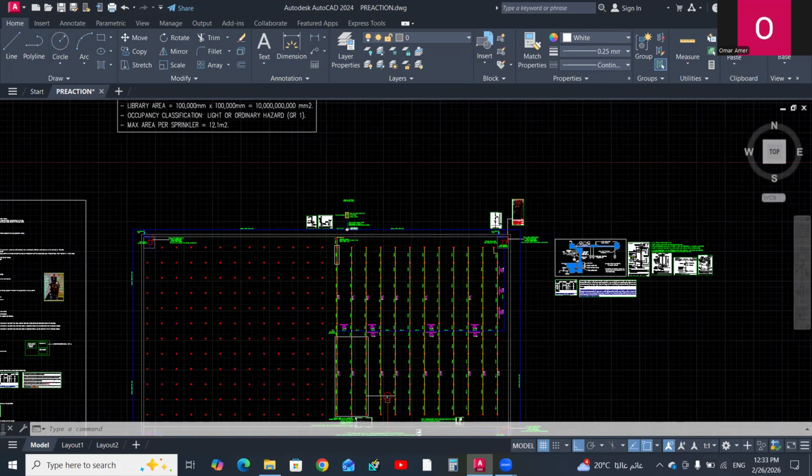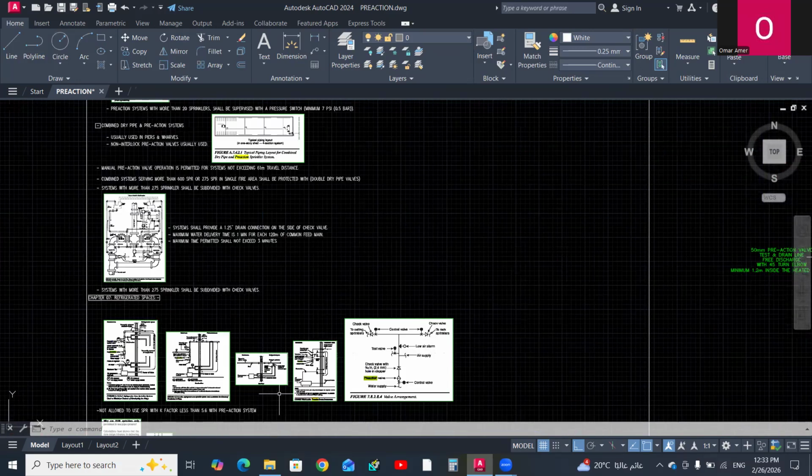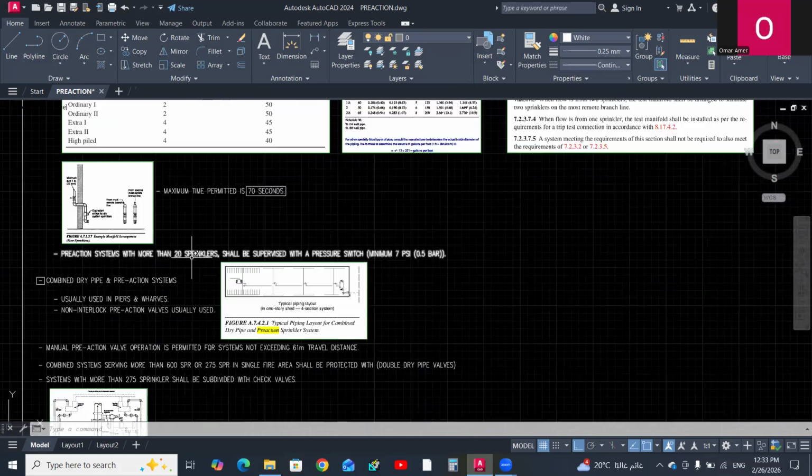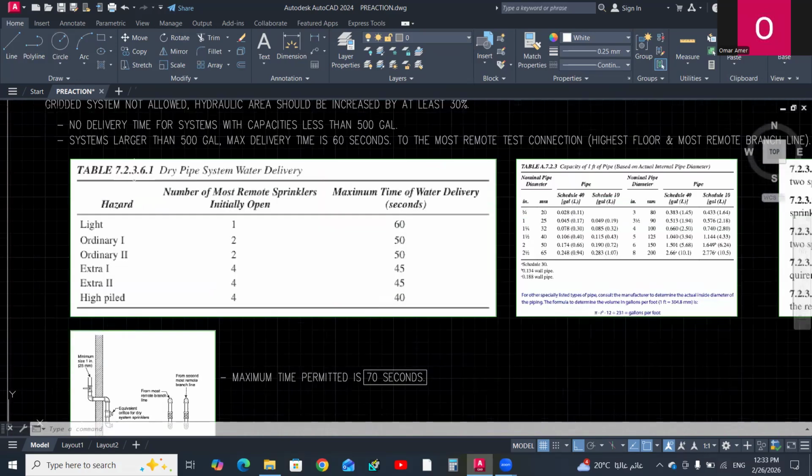Here we can find the table that describes the number of most remote sprinklers initially open. It assumes that during a test period there is a simulation similar to a fire condition, of opening a certain number of sprinklers. For light hazard, you have to consider only one open sprinkler, ordinary, two sprinklers, extra hazard, four sprinklers.